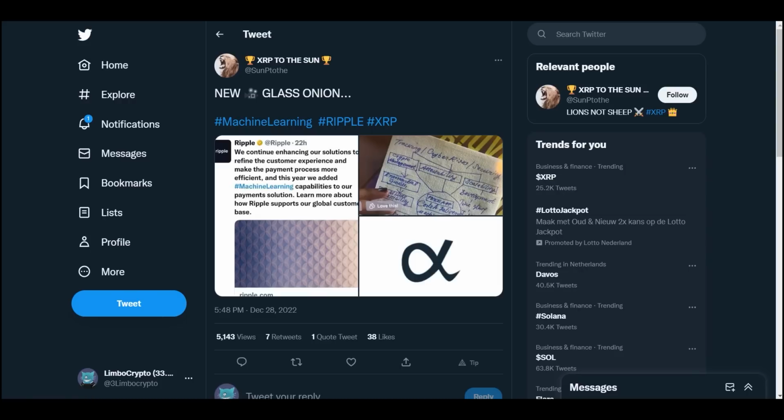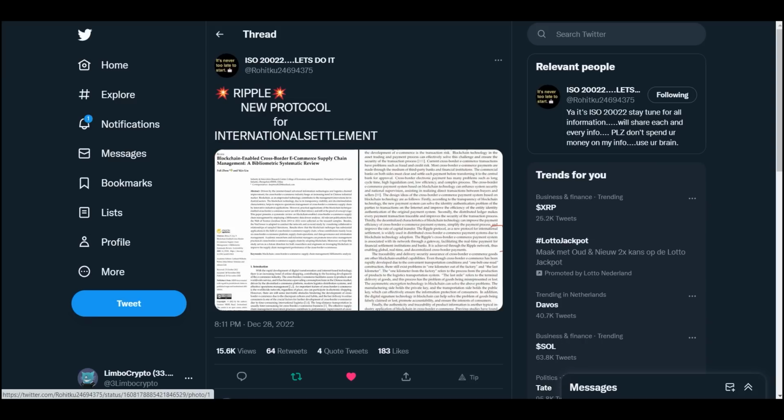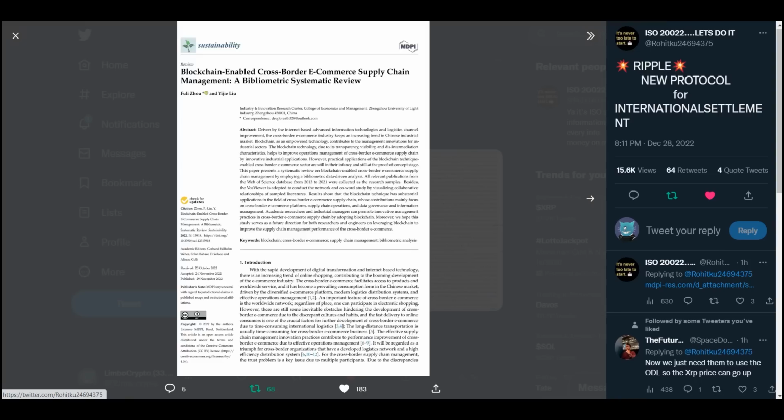Guys, the signs are everywhere. This is what the elites are doing. They're giving you signs. They like to give you signs. That's what they do, right? And this is what's going to happen. Ripple, new protocol for international settlement.